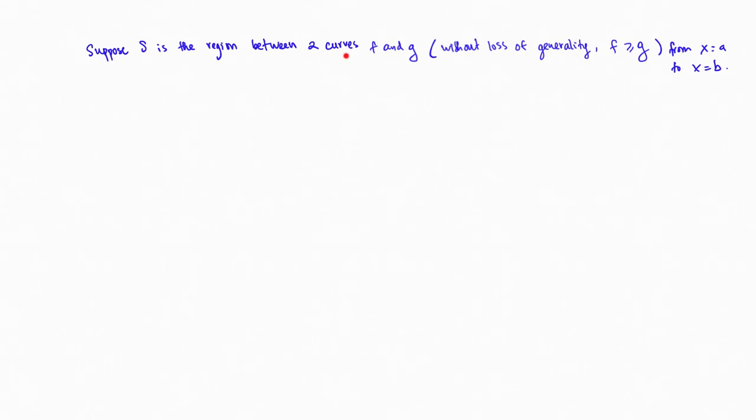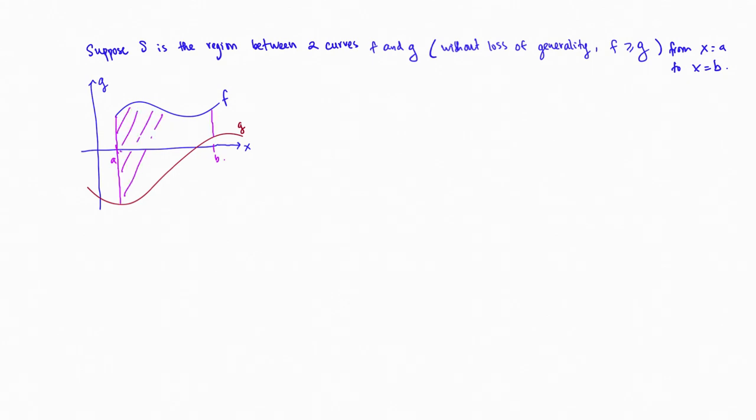Areas between curves. The objective is to find the area between two curves. Suppose S is the region between two curves f and g, without loss of generality, assuming that f is greater than or equal to g from x equals a to x equals b. That is, f is the upper curve and g is the lower curve.